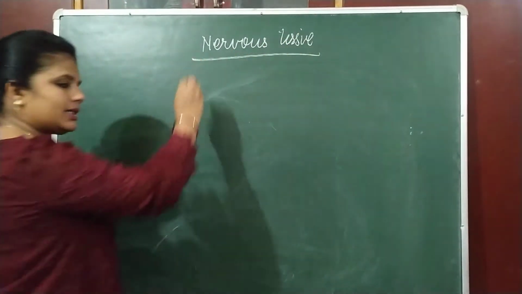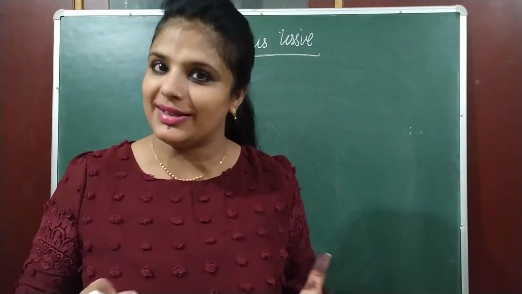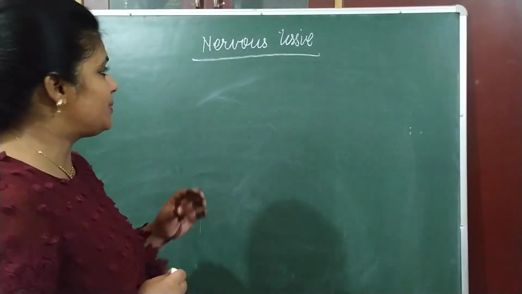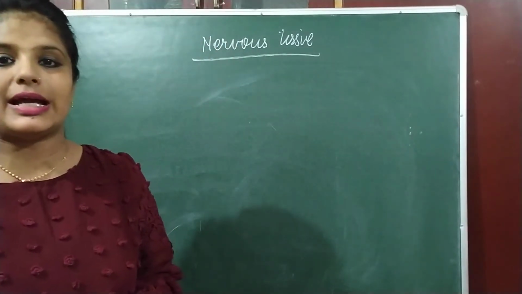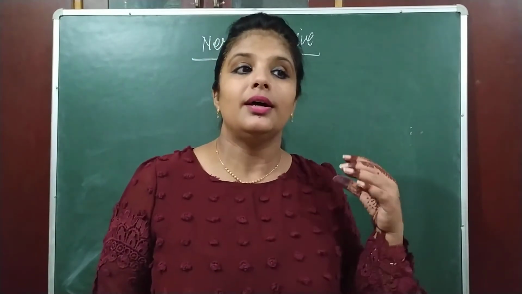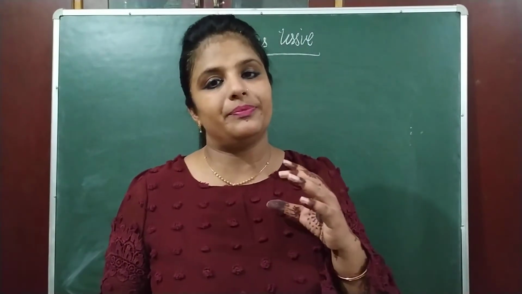As per the explanation, it's a small topic, but as per the importance, it's a very important tissue. Nervous tissue is made up of cells known as neurons. They are very specialized tissue, responsible for conduction of impulses and for the transmission of messages from one end of the body to another end of the body.